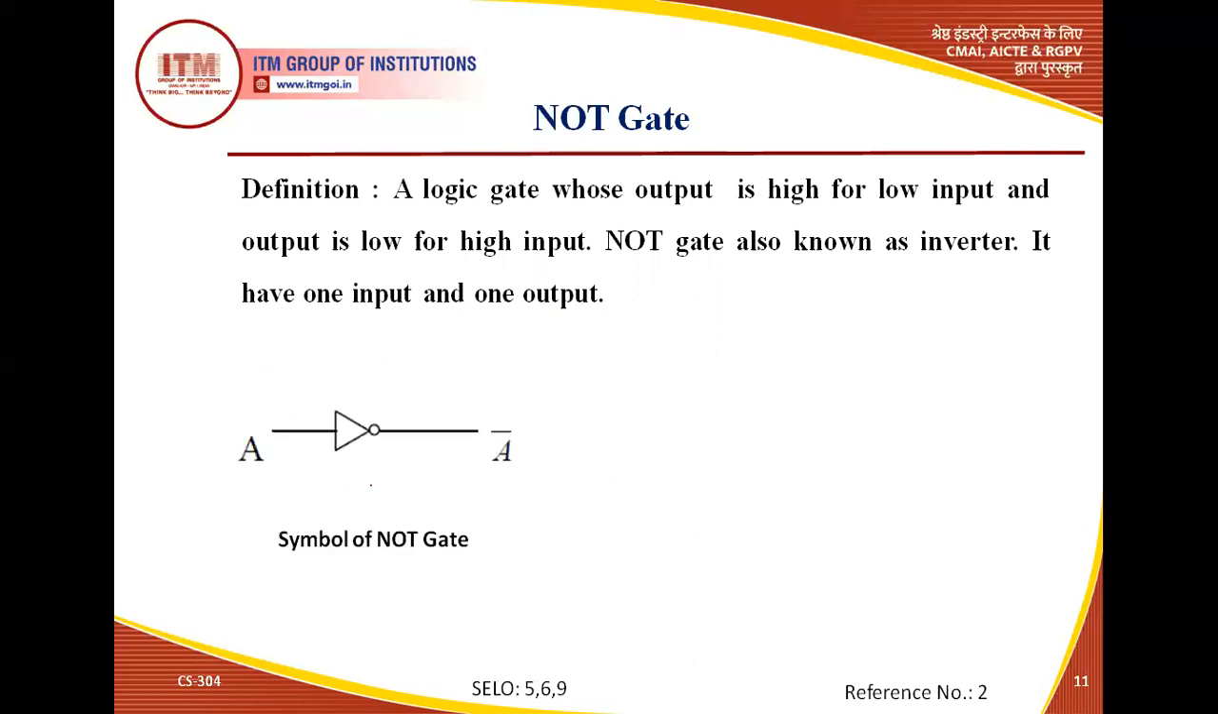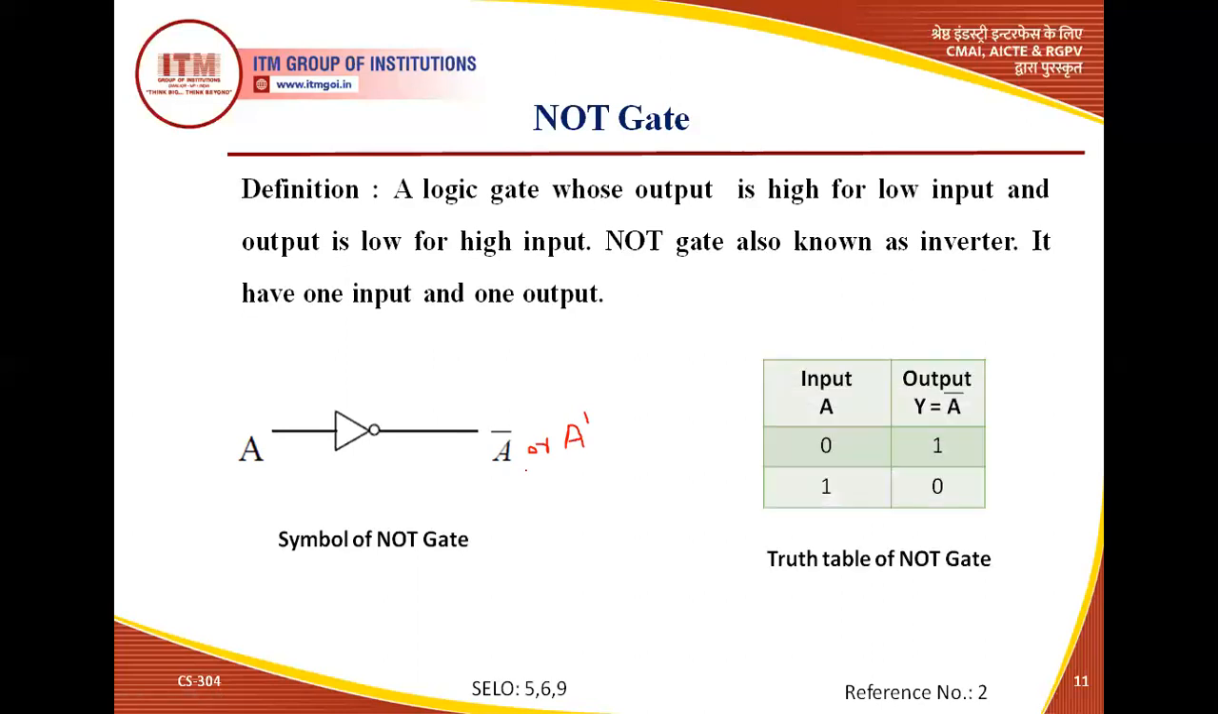This is the symbol of the NOT gate, a triangular shape with a bubble. If we give the input A, it will produce the output A bar. So the NOT gate output is represented by A bar, or it can also be represented by A dash. That means both the notations are used, A bar and A dash. We can write A dash and we can also write A bar.